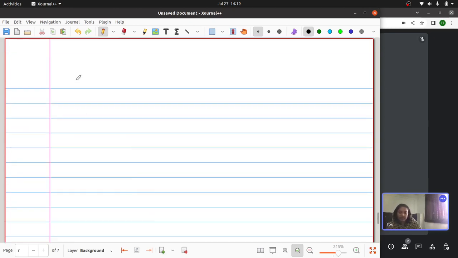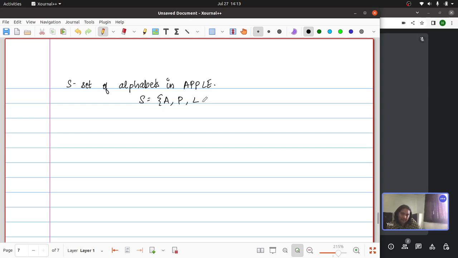We will look at, let us say, another example. Let us say the set of alphabets in apple. Okay. We just don't repeat it. So we get A, P is appearing twice, but in the set we just write it once. So this has cardinality 4. So although apple has 5 letters, as I said, it has cardinality only 4.